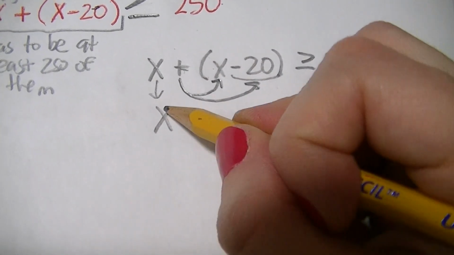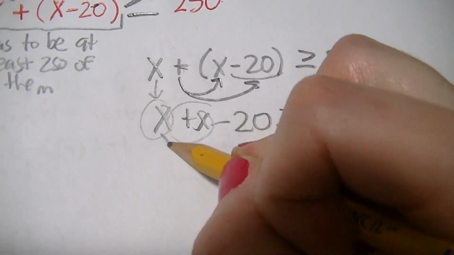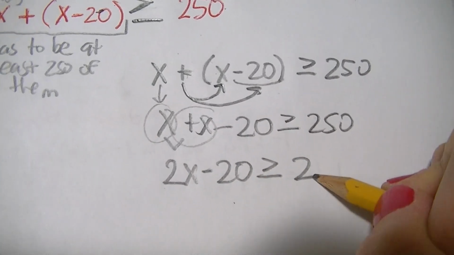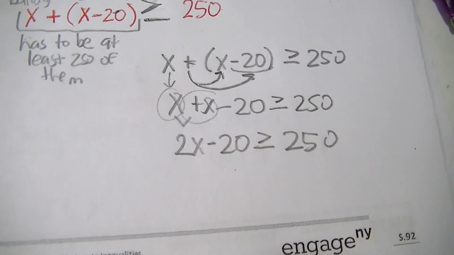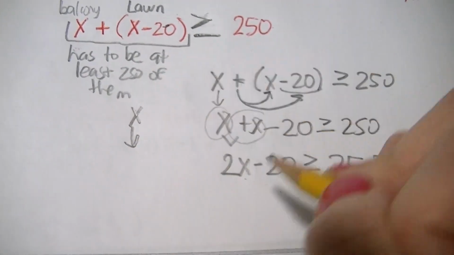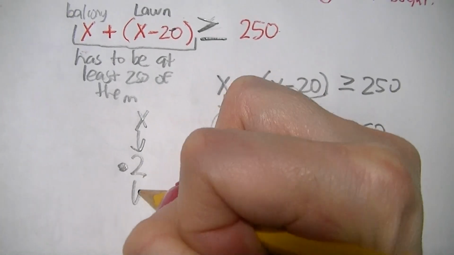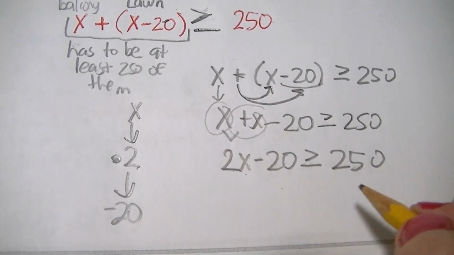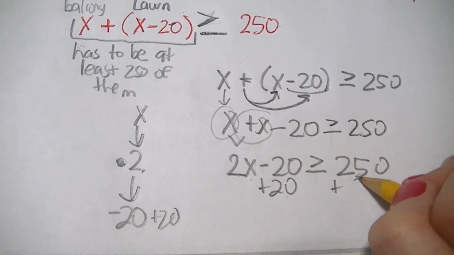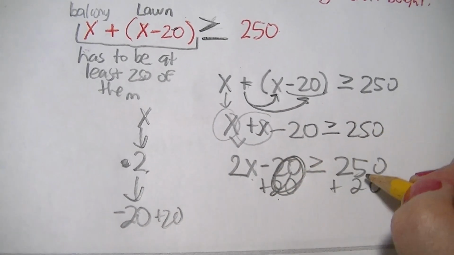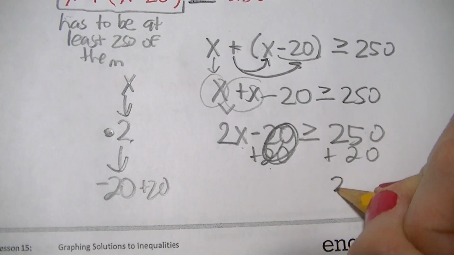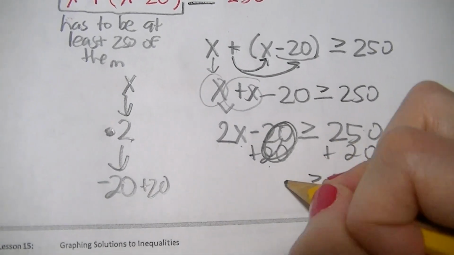All right, cannot build it yet because you got some like terms to combine. X plus x is 2x minus 20 is greater than or equal to 250. Okay, now we can build it. So we start with x. Then after that, we multiplied it by 2. Then after that, we subtracted 20. Inverse operation of subtracting 20 is to add 20, and you're going to do that to both sides of the inequality. Negative 20 plus 20 is 0. 250 plus 20 is 270. Bring down your inequality sign, bring down your 2x.